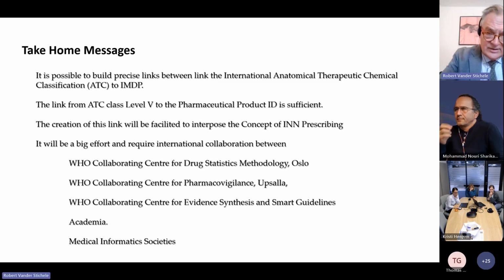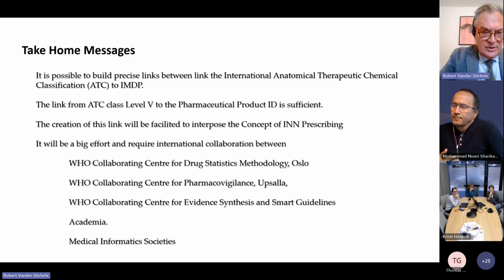There is a new collaborating center for evidence synthesis and smart guidelines, so that makes the connection between decision support and the clinical care. Many of the other collaborating centers pertaining to medicinal products, and there are still 5 or 6 more, will also be interested. Academia, and I think the support of medical informatics societies would be very handy.